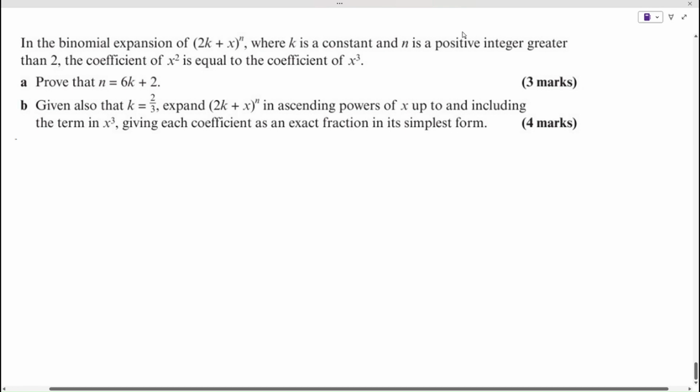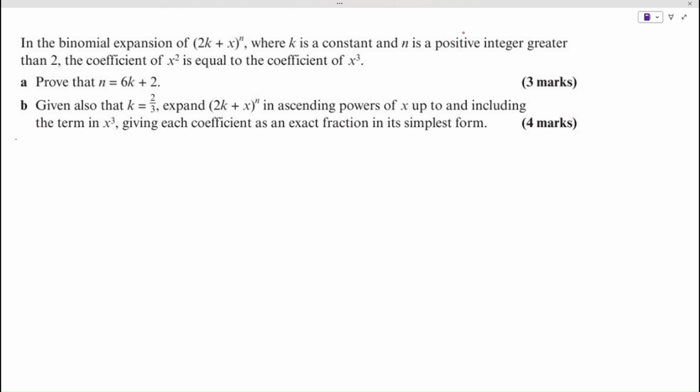In this video, we'll be going over an A-level question that involves binomial expansion. Now let's look at our question. In the binomial expansion of (2k + x)^n, where k is a constant and n is a positive integer greater than 2, the coefficient of x squared is equal to the coefficient of x cubed. Prove that n equals 6k plus 2.